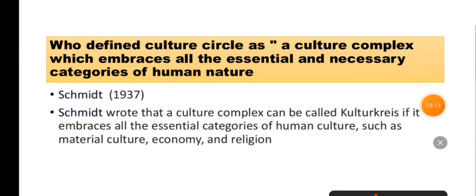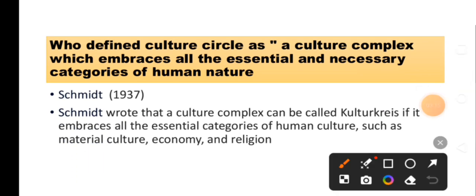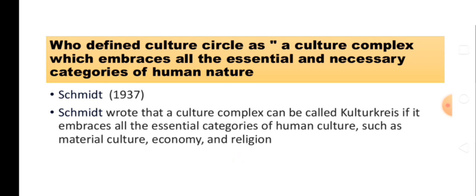Who defined culture circle as a culture complex which embraces all the essential and necessary categories of human nature? Schmidt, in the year 1937. He wrote that a culture complex can be called a culture circle if it embraces all the essential categories of human culture such as material culture, economy and religion. Next.